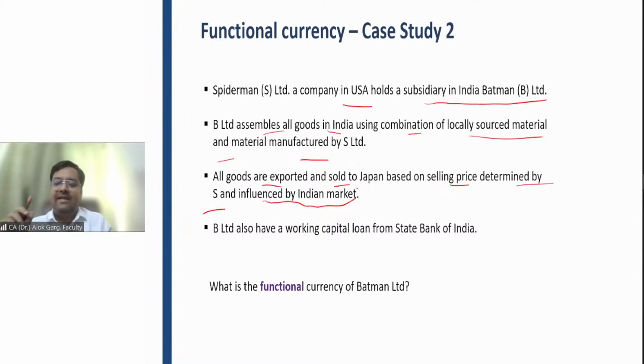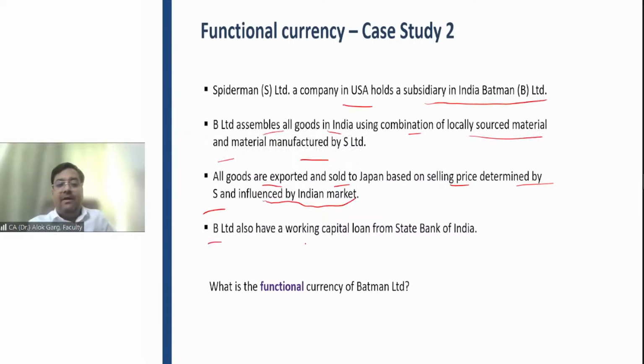But who is finalizing the price? Spider-Man Limited is finalizing the price. But this price is influenced by Indian market. So which currency is influencing the price? INR, Indian market is influencing the price, right? It is Indian government, it is Indian regulator who is fixing the price, that at what price the export has to happen.